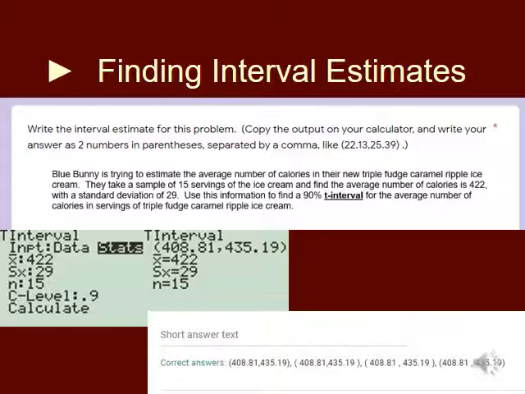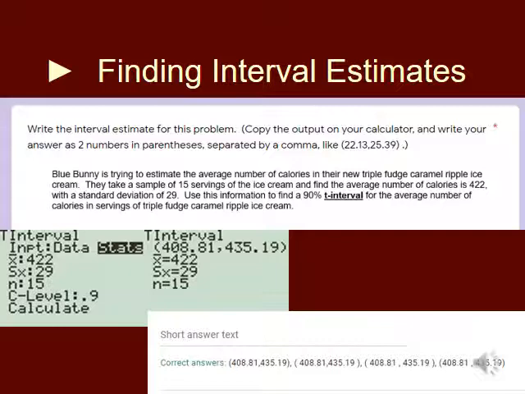So I go to Stat, Tests, and T-interval. I typed in the average is 422, the standard deviation is 29, and the number was 15 servings. It told us to do a 90% t-interval. That's why for confidence level, I put 0.9 or 0.90. On a TI-84, you actually could just type in 90 and that would be okay too.